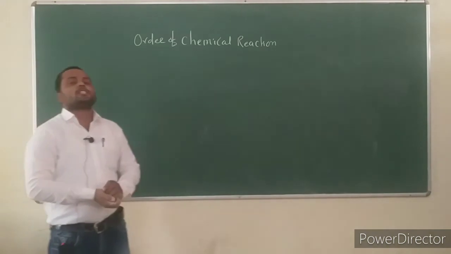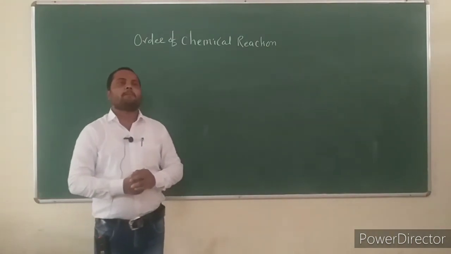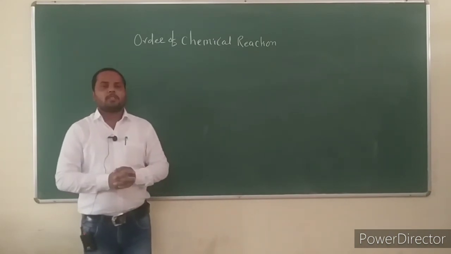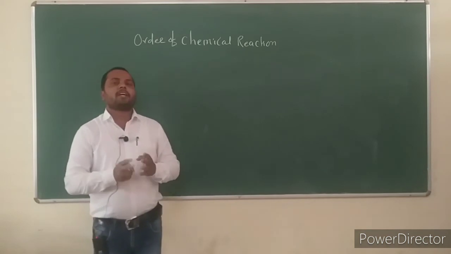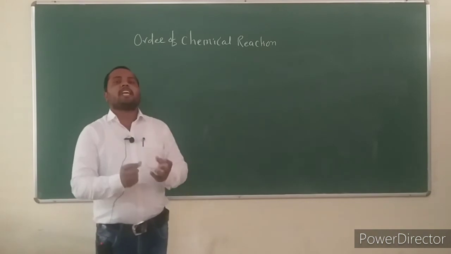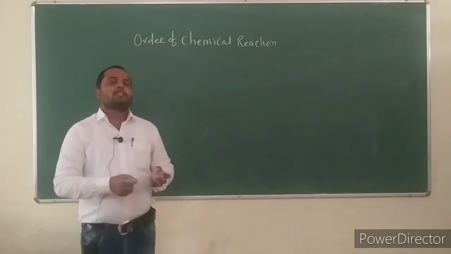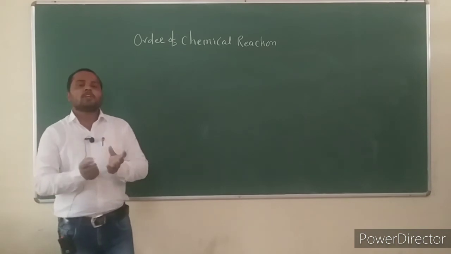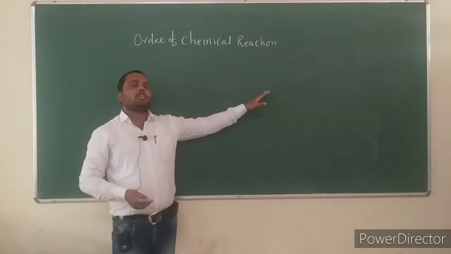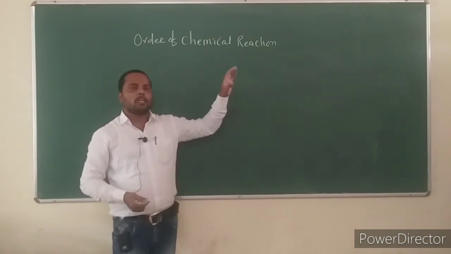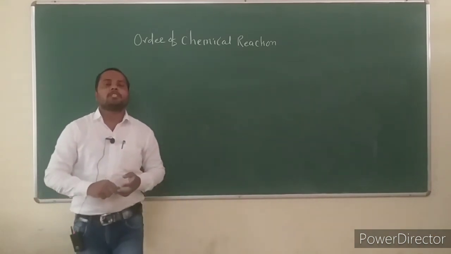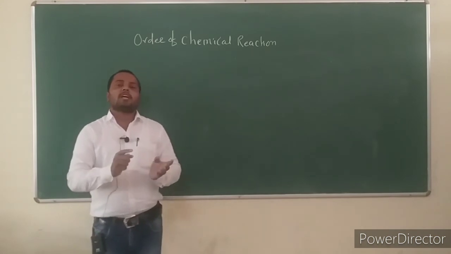Consider which reactant concentrations generally appear in the rate equation. Only those reactant concentrations appear whose change in concentration we can measure. Only those reactant concentrations appear in the rate equation, and their change in concentration is measurable.